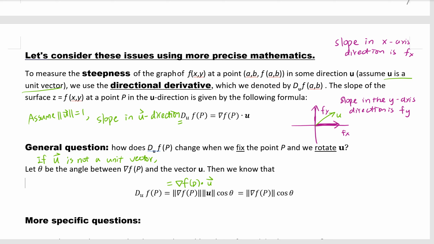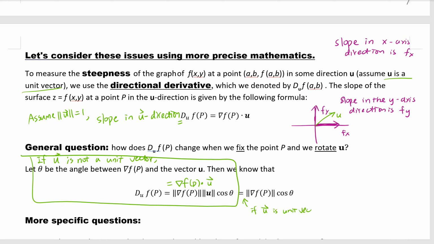I want to say this formula works in general. We don't require u to be a unit vector. But if u is a unit vector, then the magnitude of u is 1. Plugging in 1, we just get the length of the gradient of f times cosine theta.